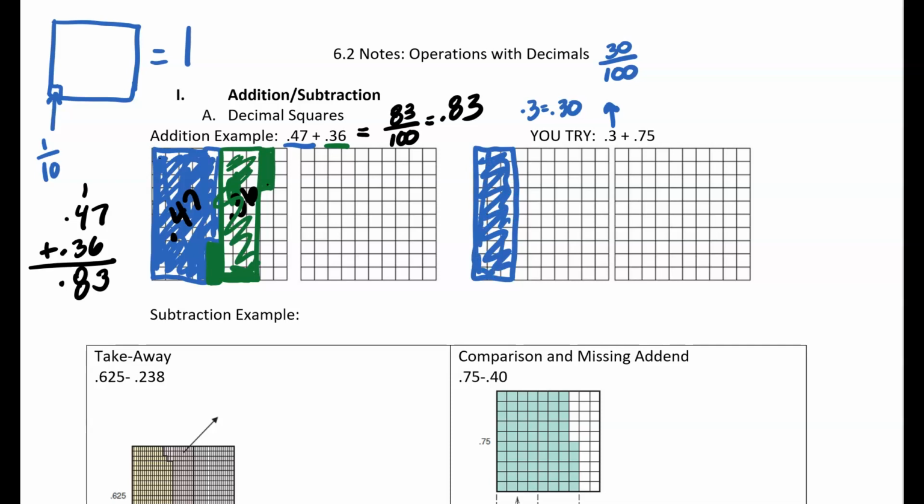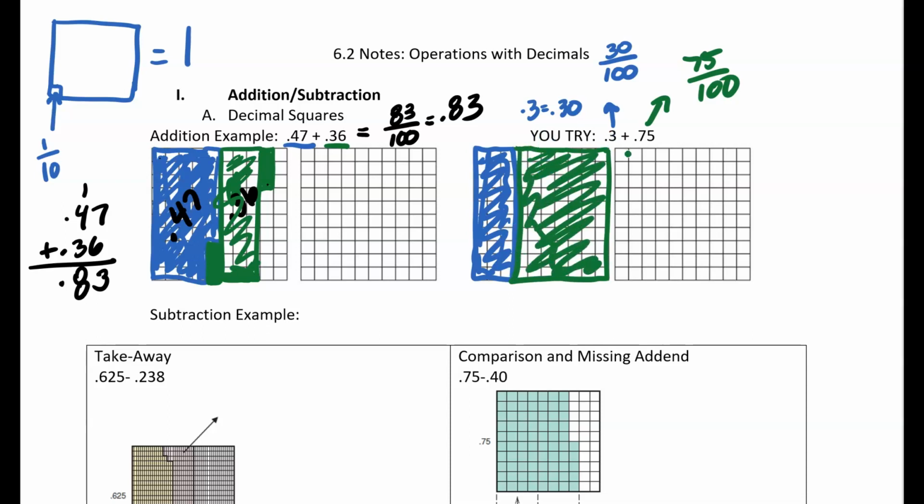Okay, and then let's do the next one. So 0.75 would be 75 hundredths. So then I'll color in, we've got 1, 2, 3, 4, 5, 6, 7. So if I complete this, 30 and 70 is 100, so that fills up the square, but then I need another 5.